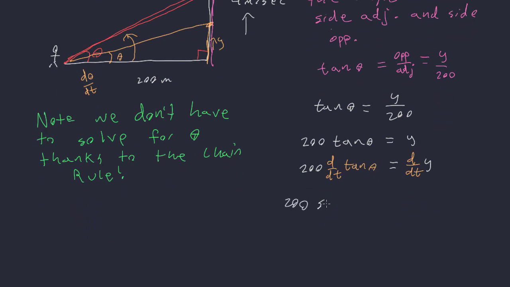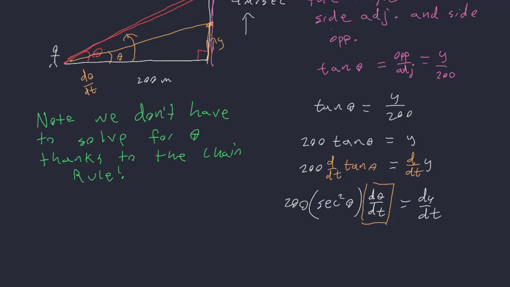The derivative of tangent is secant squared theta, but then we need to multiply by the derivative of the inside, which in this case is going to be d theta dt. And the derivative of y with respect to t, that's just dy dt. All right, and that is kind of perfect because this is what we need. That's what we're looking for. We're given dy dt, we know it is 4 meters per second, and we can find secant theta. So we can find everything we need now, and we don't have to solve for theta.